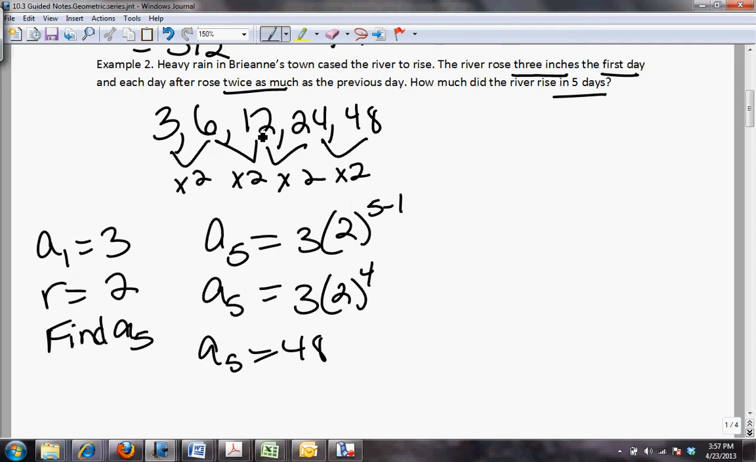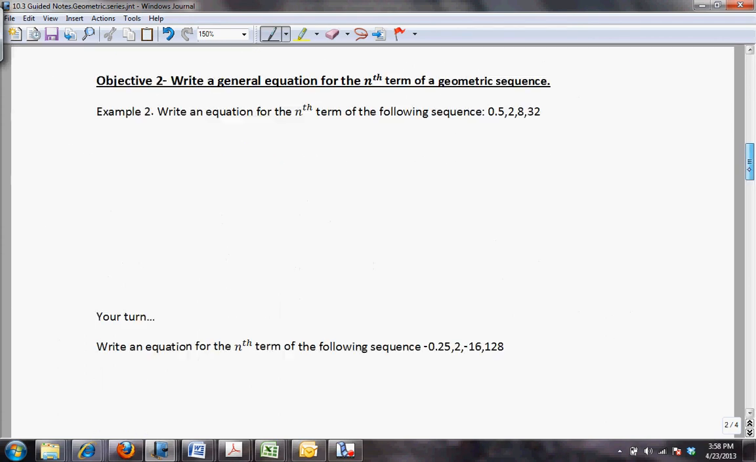So we would have the 3 plus the 6, 12, 24, and 48. So the total would be 93 inches. Now we don't get into the sum formulas till tomorrow. So in a question like this, you would simply be able to write it out knowing the information, and then you need to add those all up. All right, moving on.